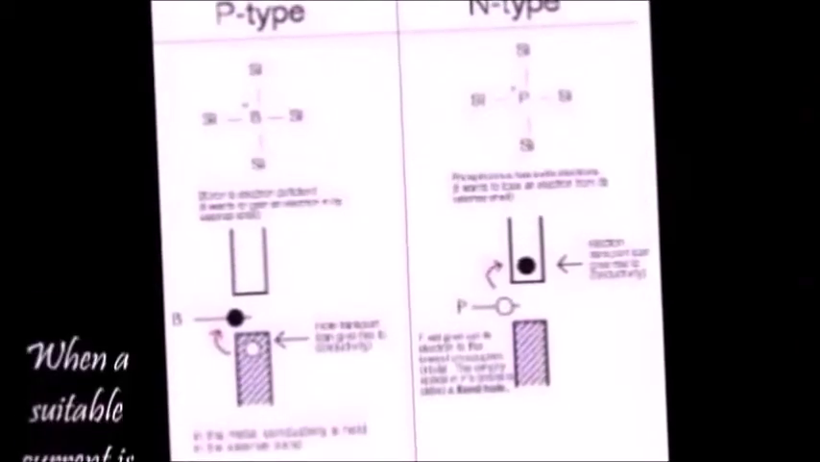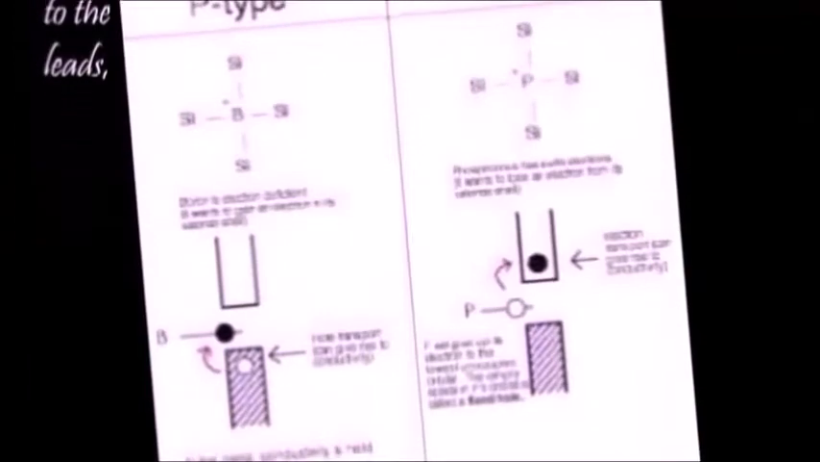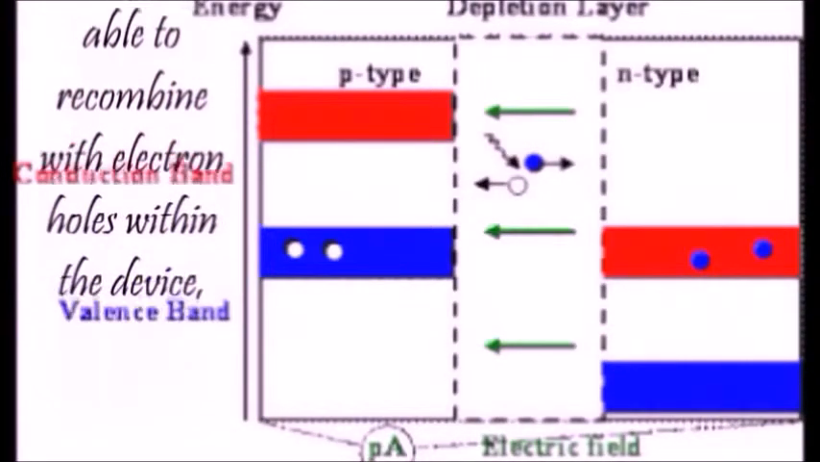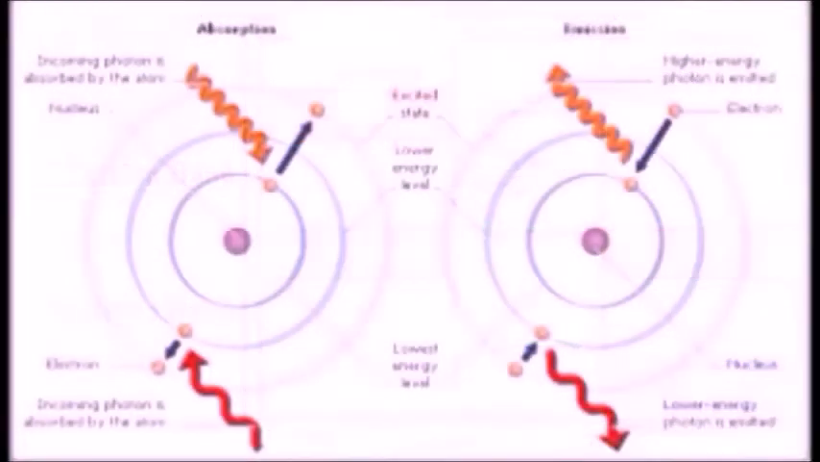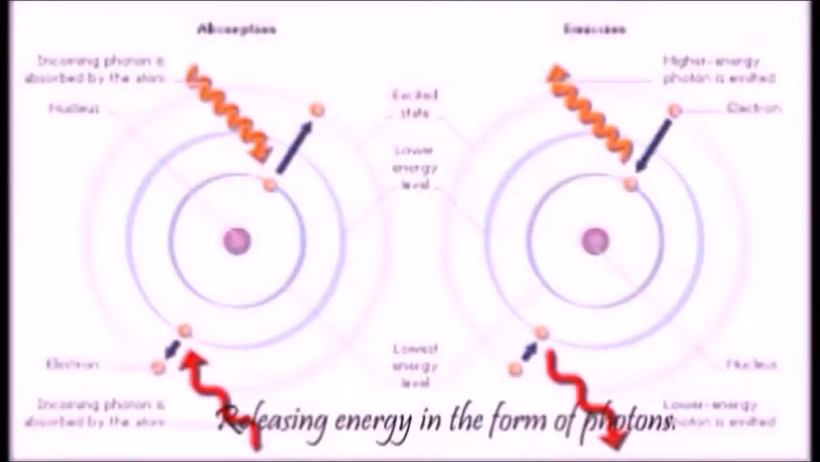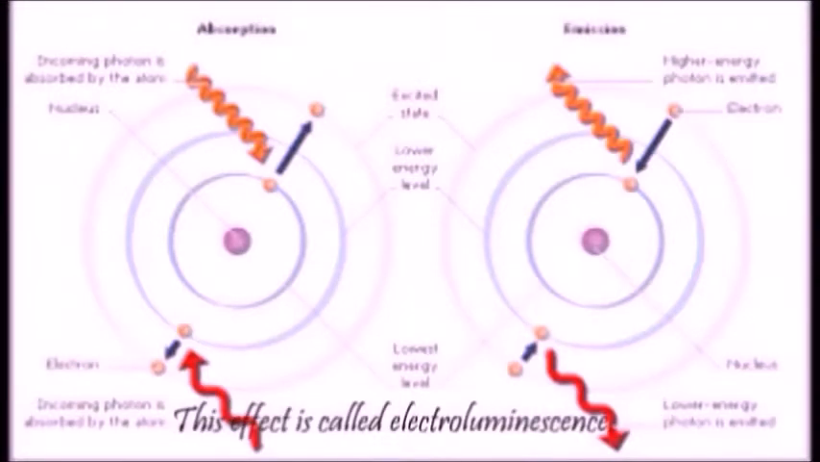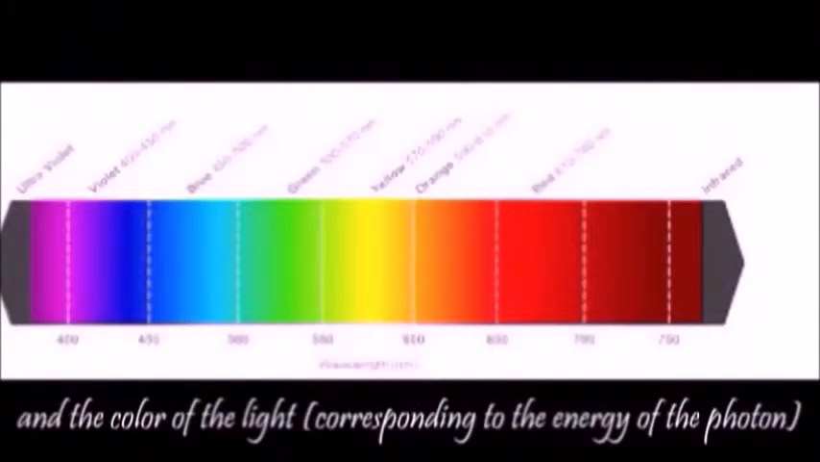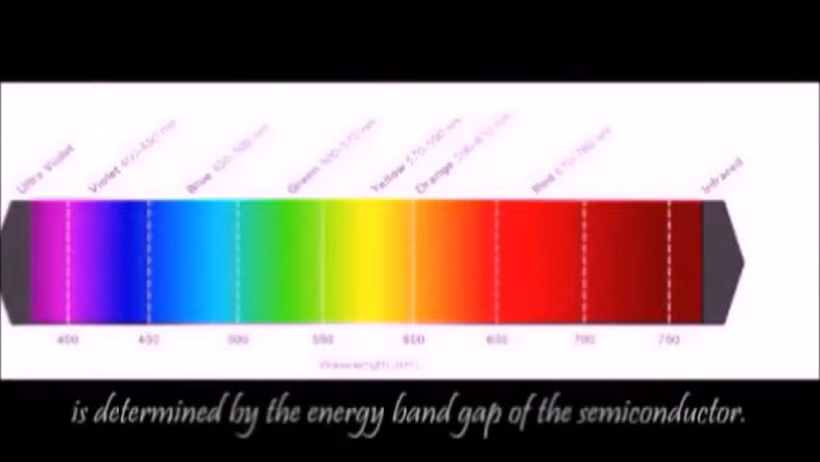It is a PN junction diode that emits light when activated. When a suitable current is applied to the LEDs, electrons are able to recombine with the electron holes within the device, releasing energy in the form of photons. This effect is called electroluminescence, and the color of the light corresponding to the energy of the photon is determined by the energy band gap of the semiconductor.